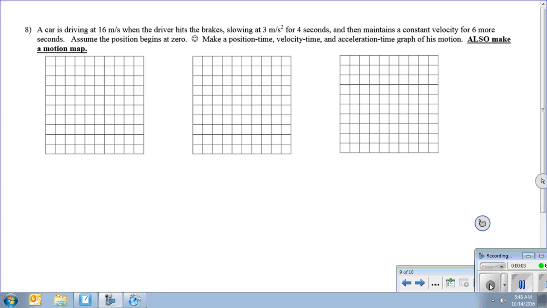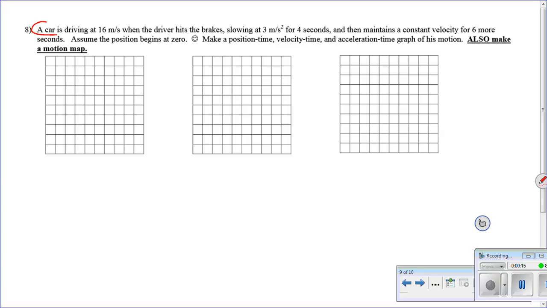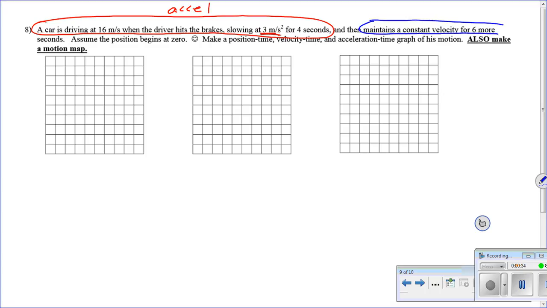All right, let's do these graphs here. So in number 8 here, we've got a car that's driving at 16 meters a second when the driver hits the brakes, slowing at 3 meters a second for 4 seconds. So that's sort of the first chunk of this, right? Because then what happens, so here he's accelerating, right? He's got an acceleration. And then there's a second chunk of this in which he maintains a constant velocity for 6 more seconds. So there we've got a constant velocity.